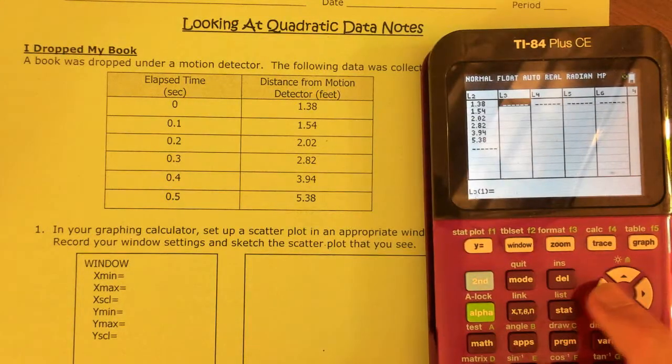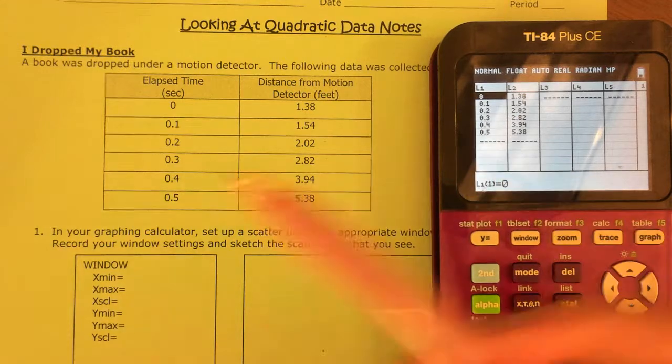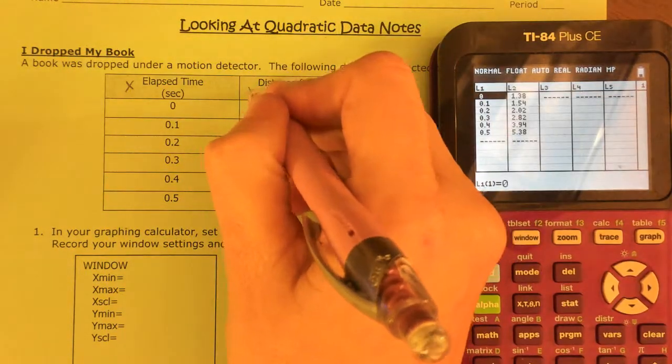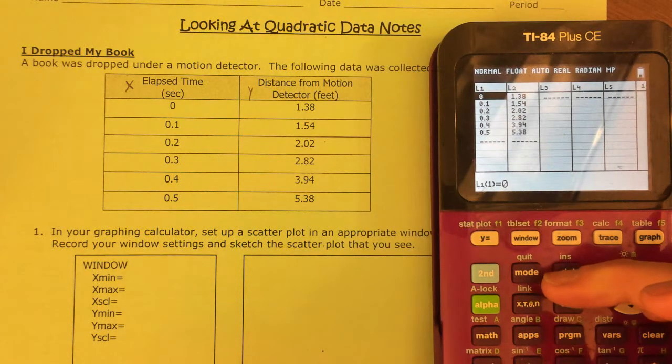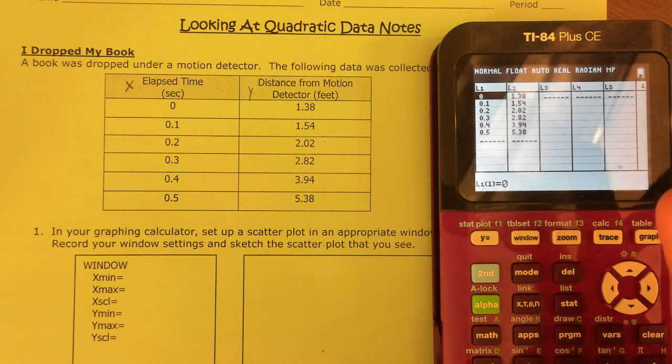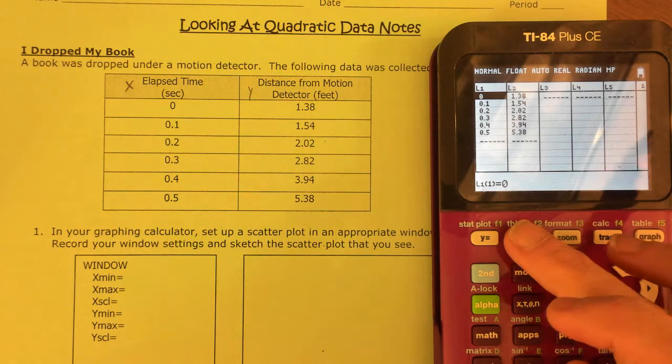Okay, so we put the data into our calculator. So in L1, remember, I'm always going to put my input values in L1. I'm going to put my output values in L2. Okay, so I've got those values entered in, and then, before I look at a scatter plot, I want to look at my graph.